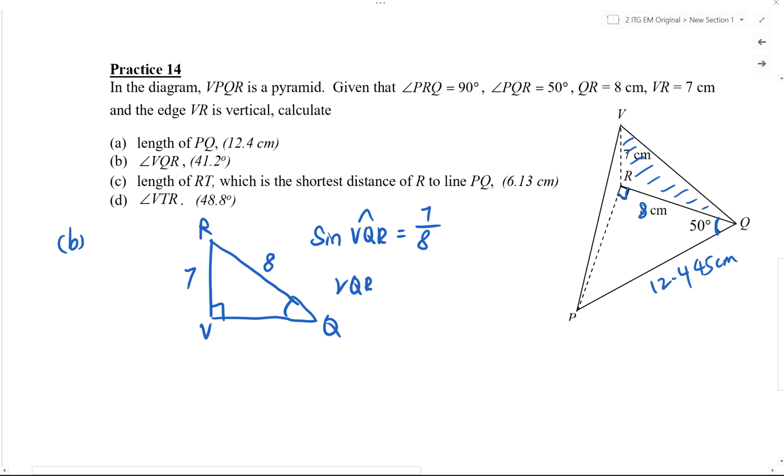Angle VQR must now equal inverse sine. Just key in inverse sine 7 divided by 8. You get 61. Round off those. Okay. What happened?